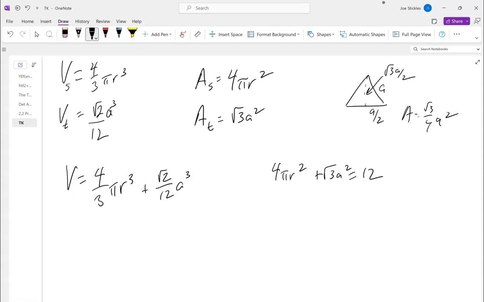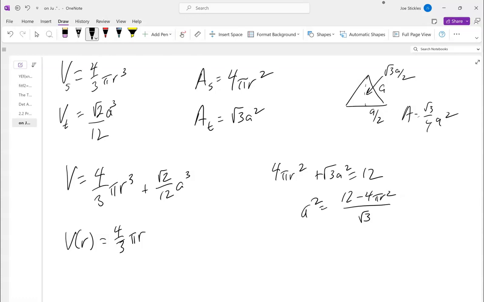Notice this has 2 variables in it, so we're going to use this equation to solve for one of the variables in terms of the other. So solve for a squared in terms of r squared. You get a squared would be 12 minus 4 pi r squared over root 3. And we can plug that into the volume formula, so you get a volume in terms of the radius.